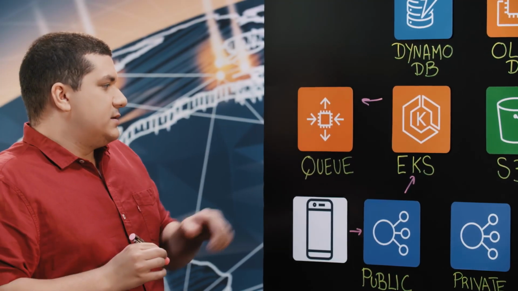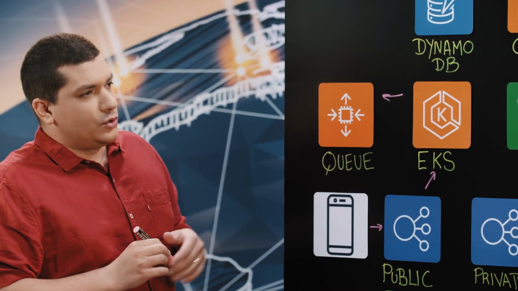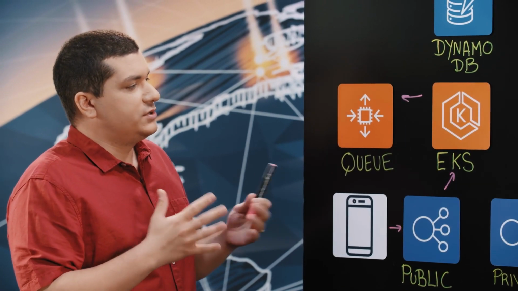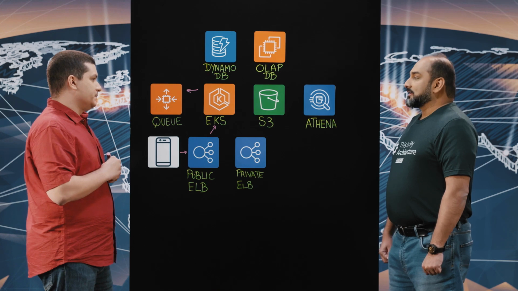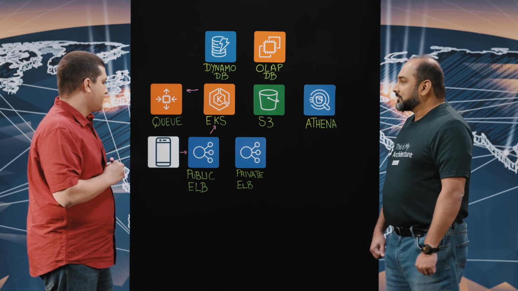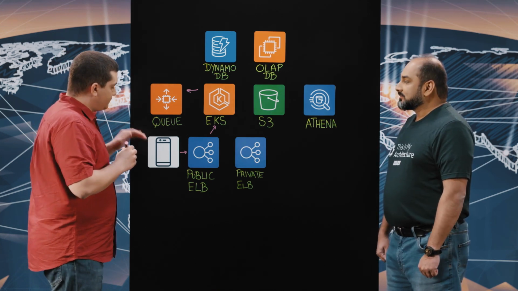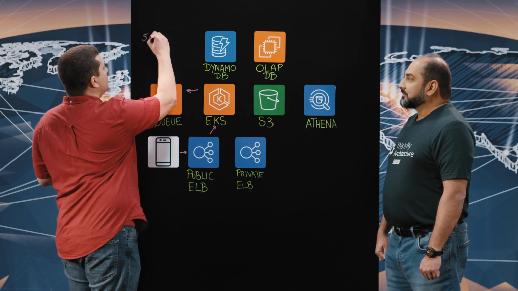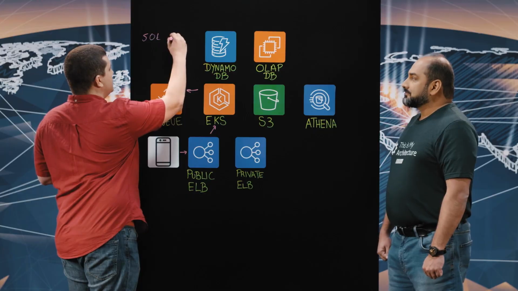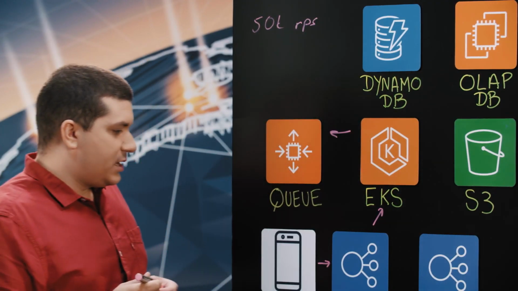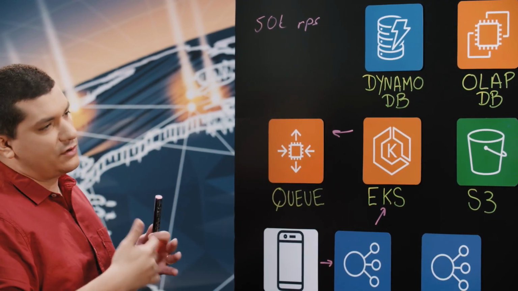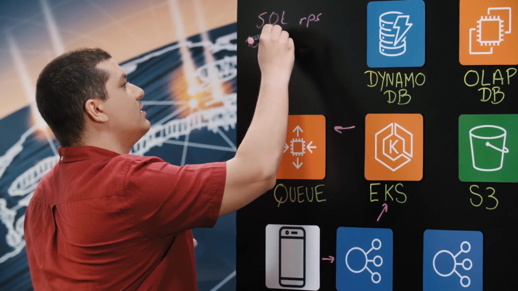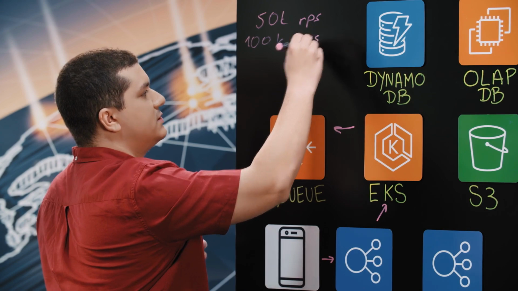Okay. And within EKS, we use managed node groups. That lets us take advantage of Spot instances very efficiently. That's great. So what kind of scale are we talking about here at EKS? So through our public ELB, we have about 50,000 requests per second. And this is for write. This is our write workload. And for our read workload, we have about 100,000 requests per second.